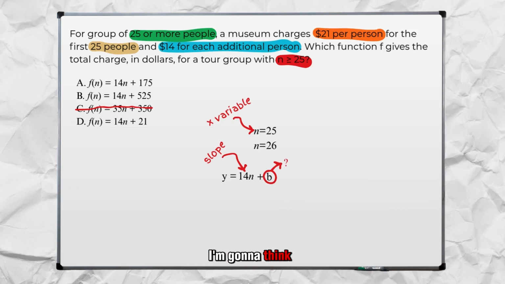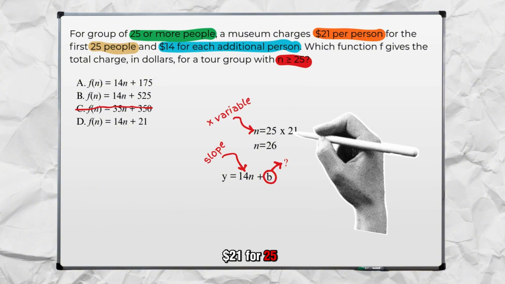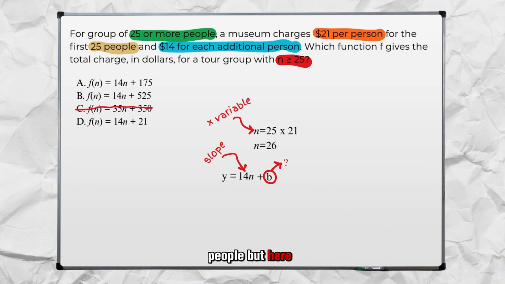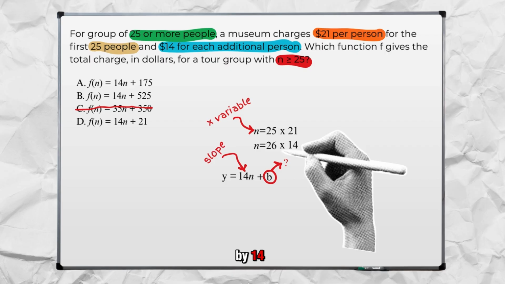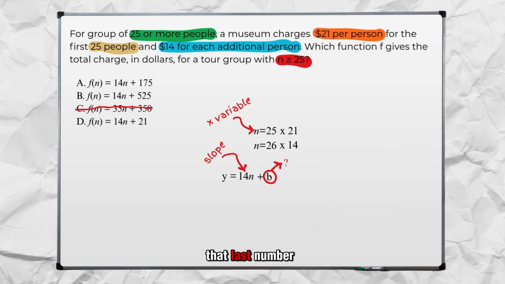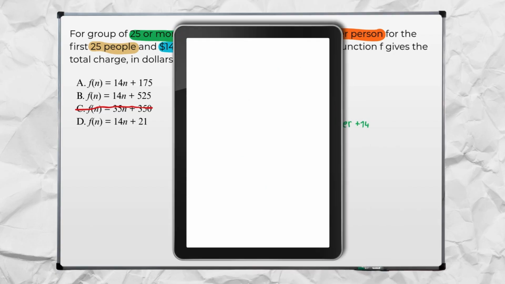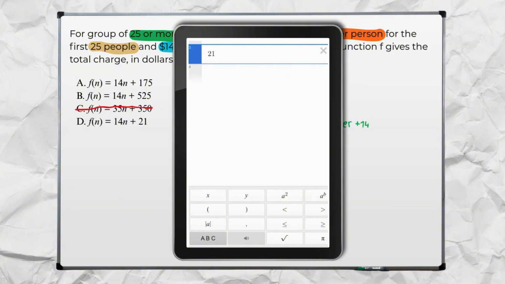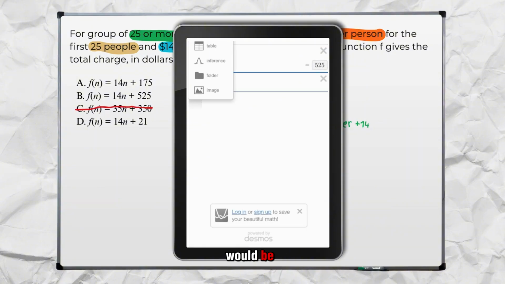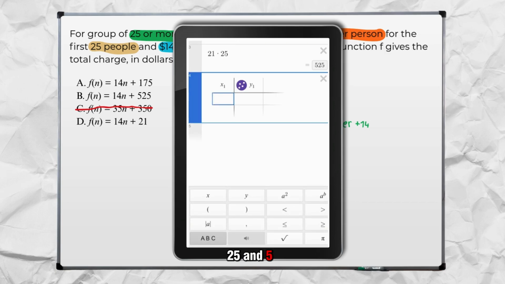So what I'm going to do is think, all right, well, they're paying $21 for 25 people. But here, I want to multiply by 14. Actually, even easier, I want to take that last number here and add 14 to it, because that's going to be one more person, which is 26. So first off, let's see what it is. 21 times 25. Okay, so that's 525. So if I was to make a table of this, it would be 25 and 525.